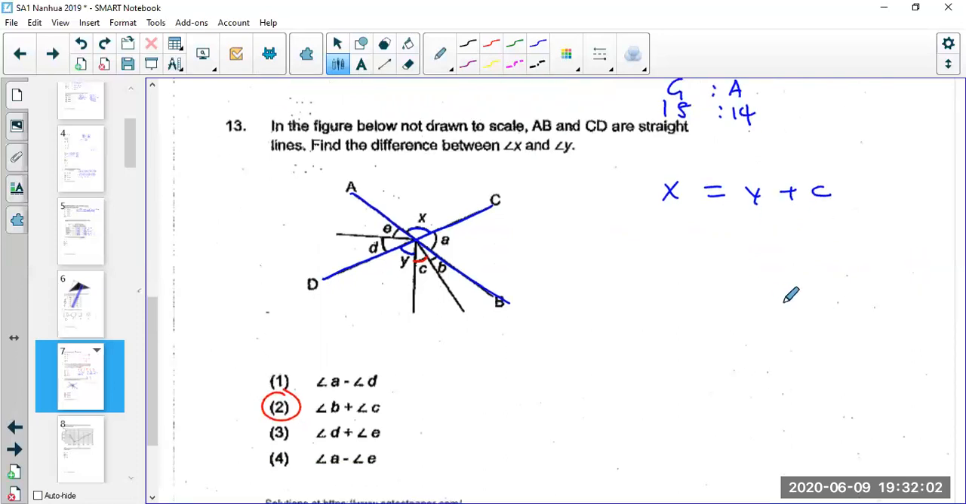Okay, then you look at part number 1. What is angle A minus D? Angle A minus D, where is A? A is here. A minus D, that will give you what? That will give you E, right? Because you can see a cross there. Right, there's also a cross there. So A minus D gives you E, not C. We want C, right? So if x minus y is equal to c, we want c. So number 1 is wrong. How about b plus c? How about angle b plus c?